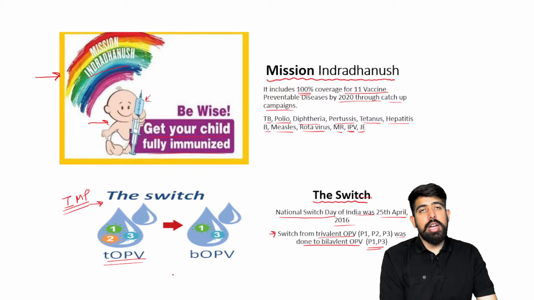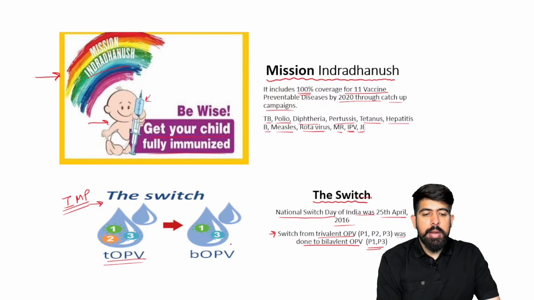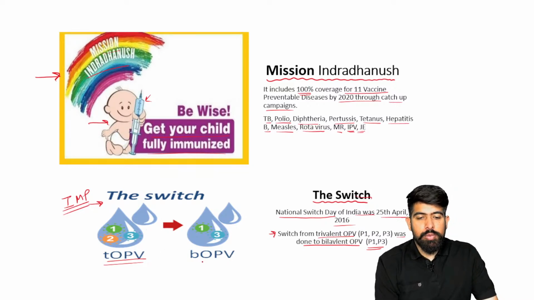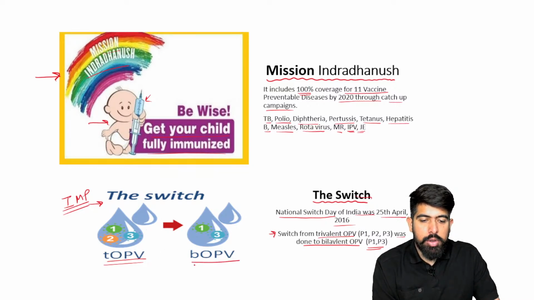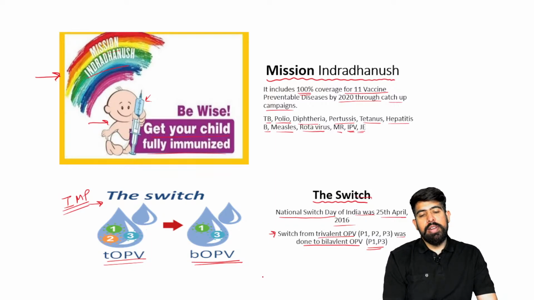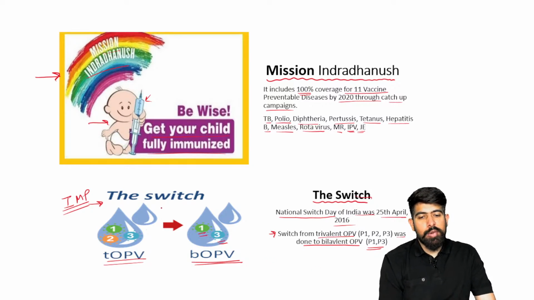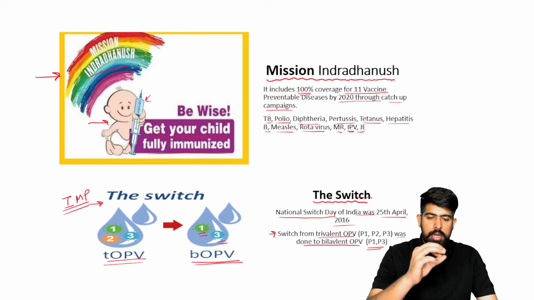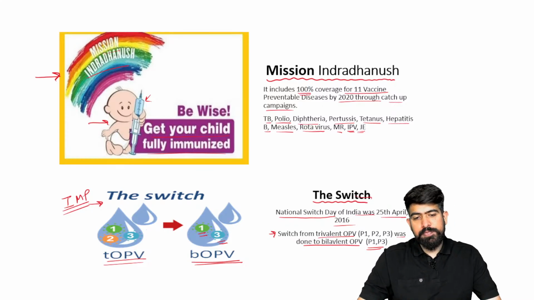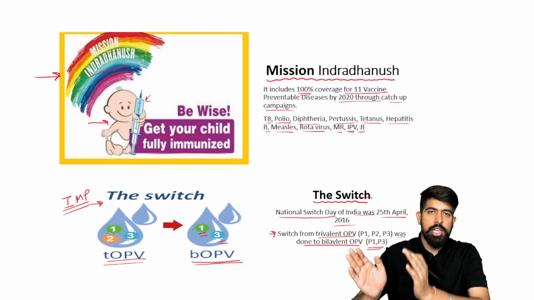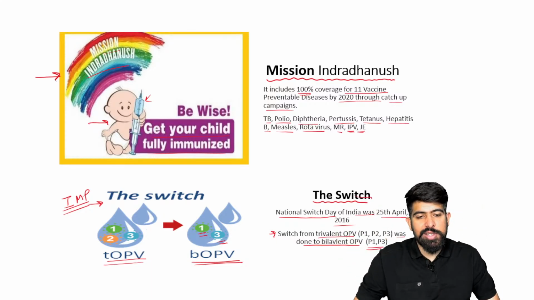But on the 25th of April 2016, what was done? It was changed to the bivalent oral polio vaccine, and in this we have only P1 and P3. So you have to remember this logo. This is especially for the oral polio vaccine. By the name only you can understand: it is a switch from trivalent to bivalent. So this is known as the switch.